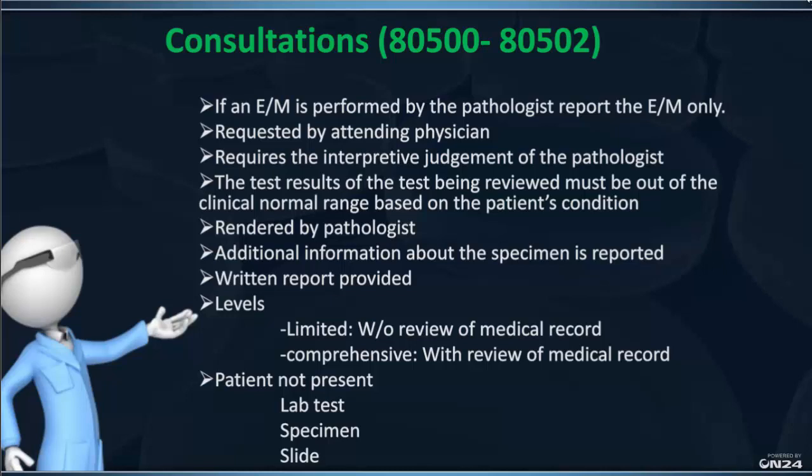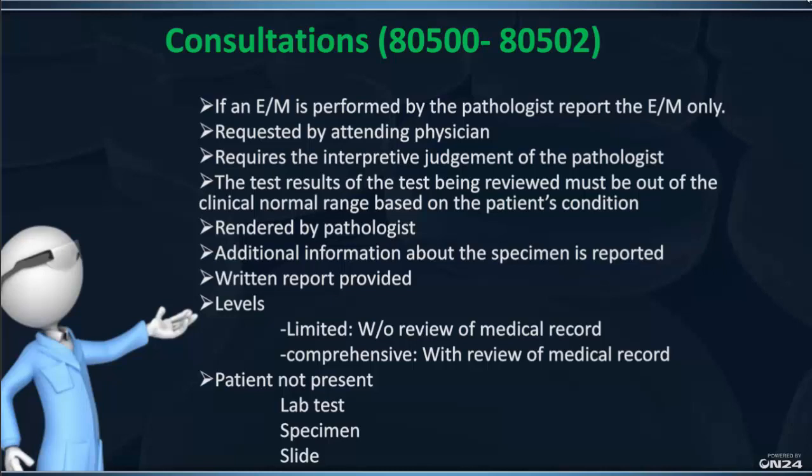Okay, code 80500 is basically used when the specimens are being reviewed. And 80502 is used when the clinical information is sent along with the specimen, and that includes the patient history, treatments, and other medical information that can be taken into consideration as part of the specimen that is submitted from the other pathologist or physician. If an E&M is performed along with this, you want to report the E&M only.